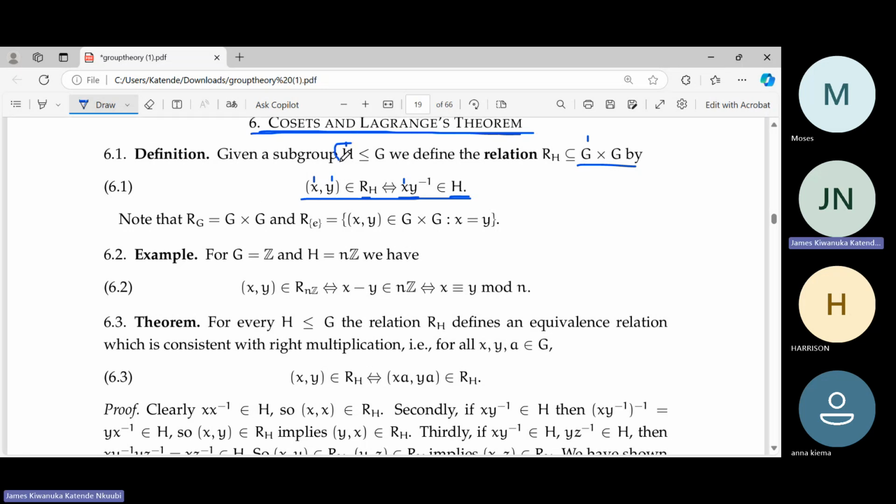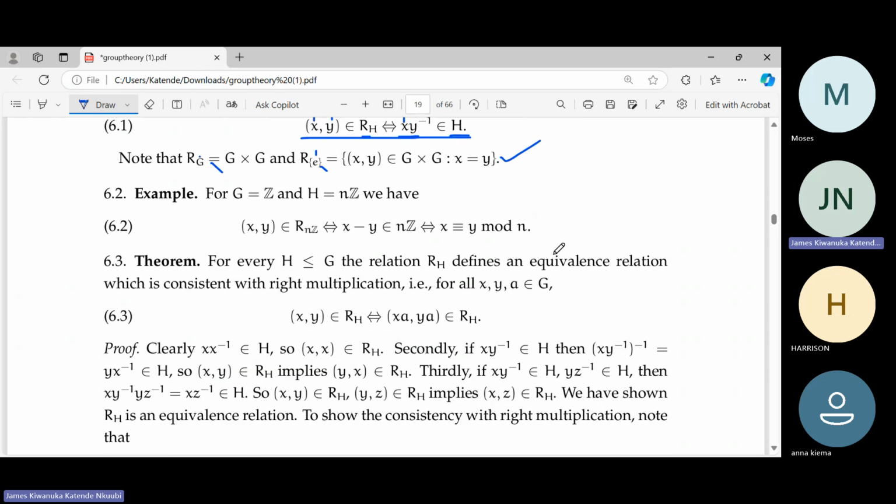So you fix a subgroup of G and use it to define this relation. There are some special cases here where the subgroup is the whole group and the subgroup containing just the identity element, but this is not of importance now.